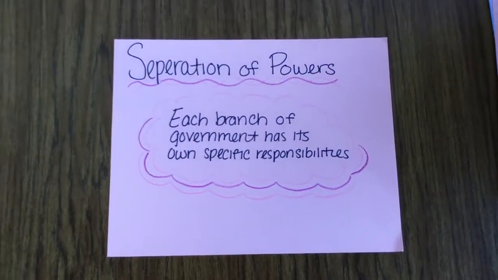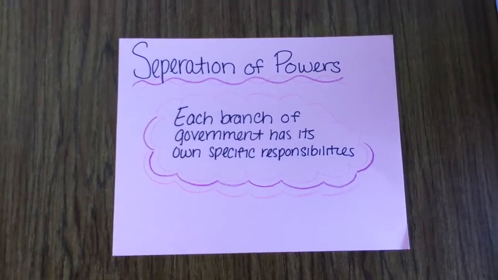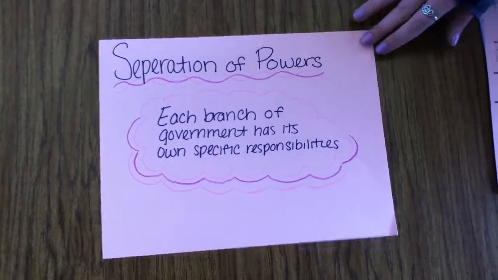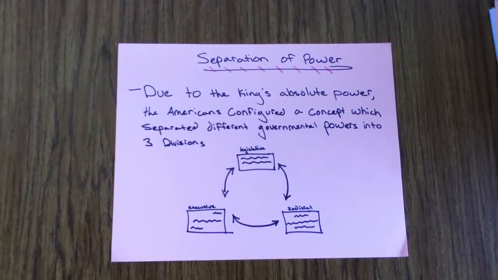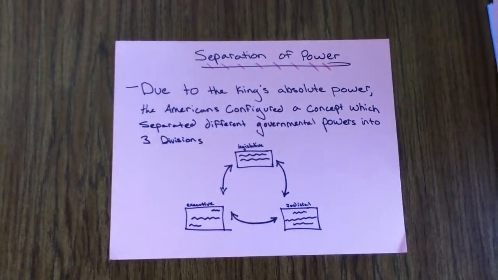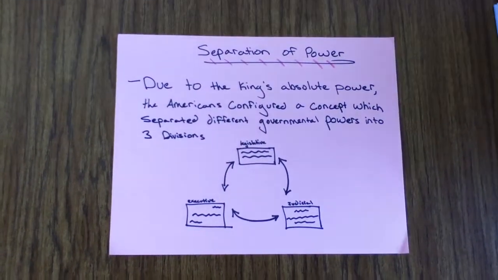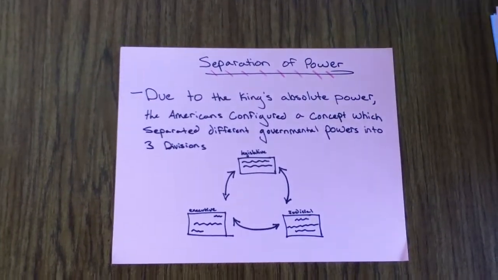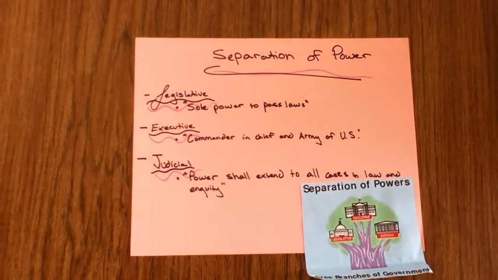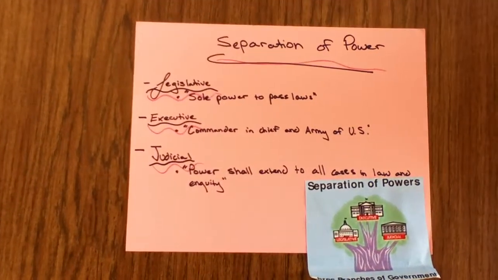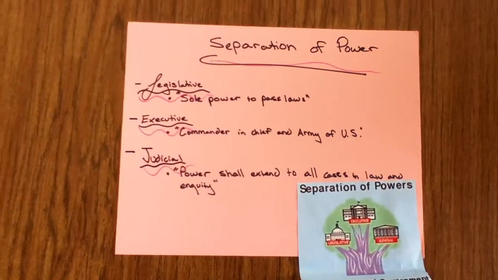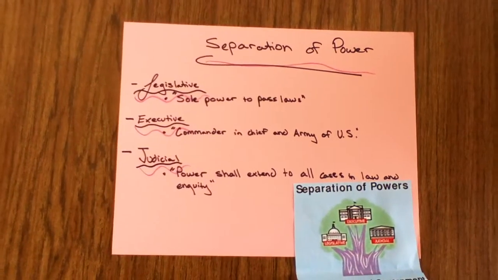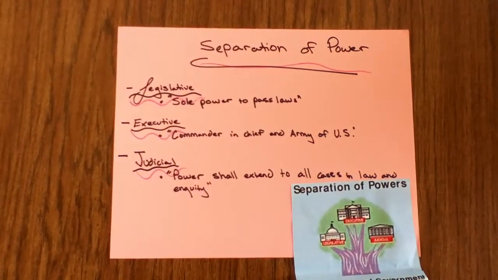Separation of powers. Each branch of government has its own specific responsibilities. Due to the king's absolute power, the Americans configured a concept which separated different governmental powers into three divisions: legislative branch, executive branch, and judicial branch. The legislative branch has the sole power to pass laws. The executive branch is the commander-in-chief and army of the U.S. An example of this is the President of the United States.